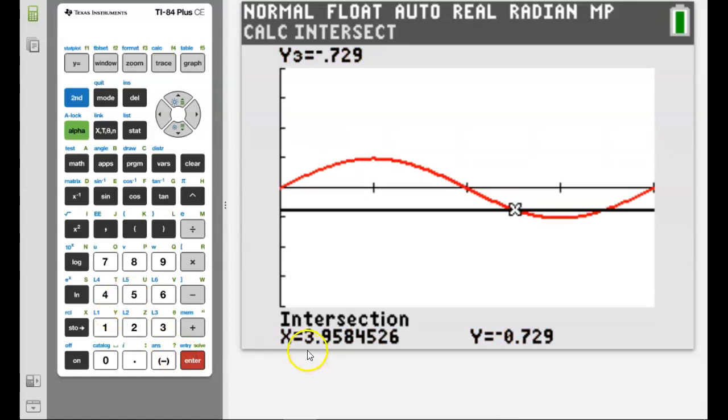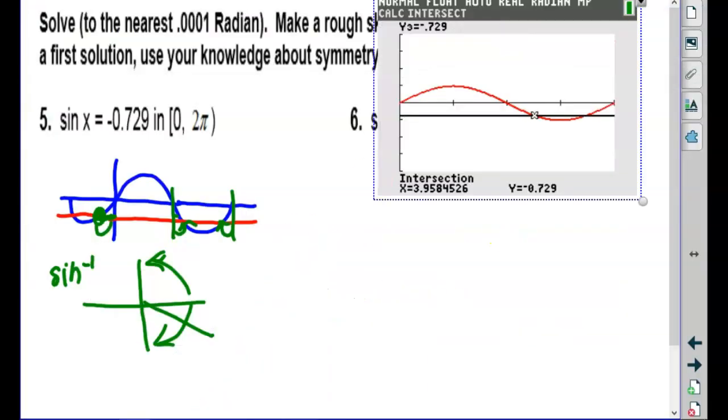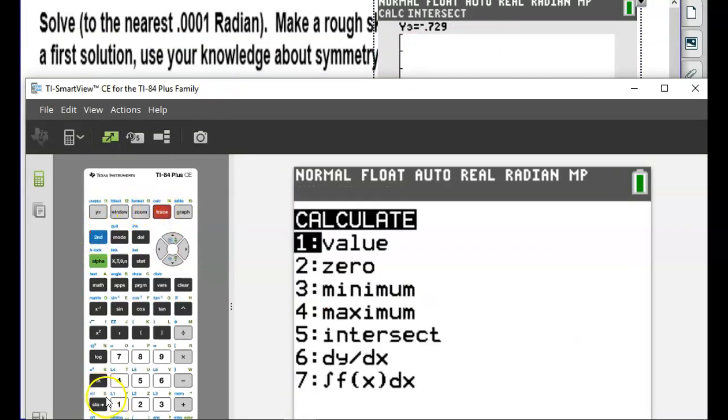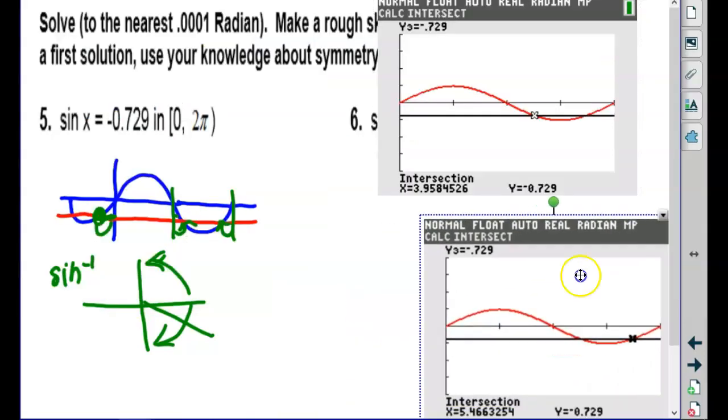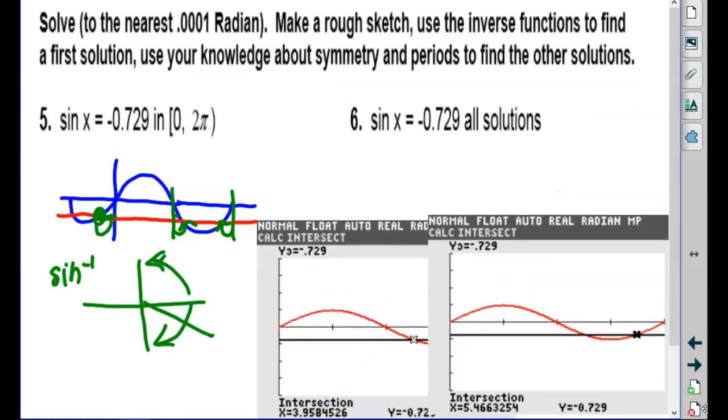Enter, enter, enter. One of them is 3.958. And the other one, second trace, intersect, enter, enter, and I want to scroll over so that I'm closer to this one. And hit guess or enter. And 5.466. So the 2 values I got between 0 and 2 pi were 3.958 and 5.466. It says in radians to the nearest, oh, it does say one more place. Is that what it says up there? Okay. This would be a 5, and this would be a 3. I don't know, that's a lot of decimal places.